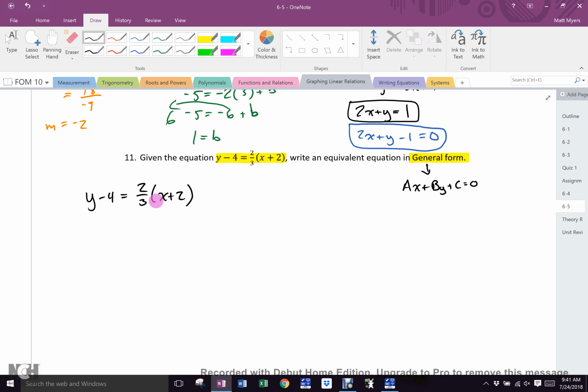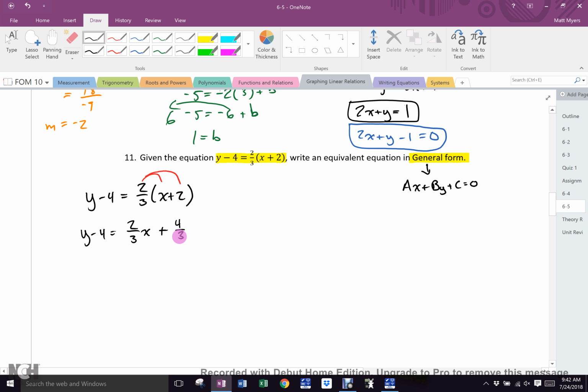Okay. Now, think back 2 units ago. What do I do with this number out in front if there's brackets? I distribute, right? So it's going to go there and there, correct? So I'm going to get y minus 4 equals 2/3 x plus what? What is 2/3 times 2? 2/3 times 2, ladies and gentlemen. Yeah, it's 4/3, right? 1 1/3.